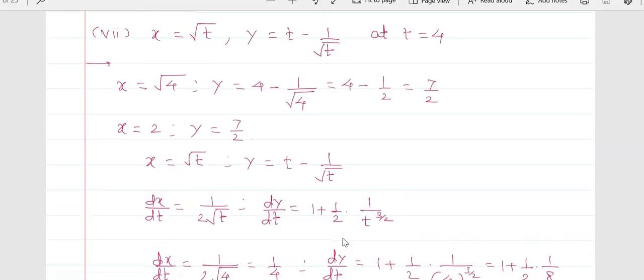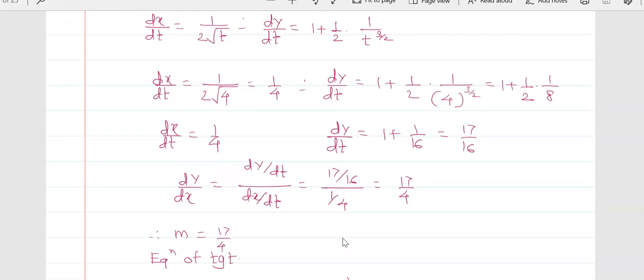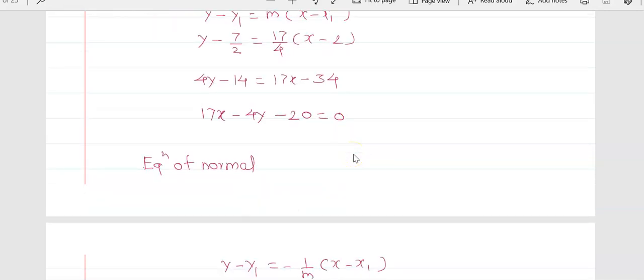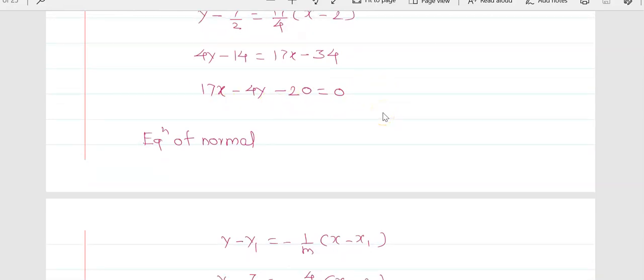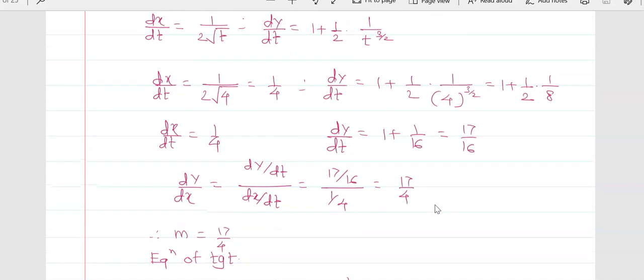Now see this here also. The slope m is equal to 17 upon 4. The equation of the tangent is 17x minus 4y minus 20 is equal to 0. And the equation of the normal, that is y minus y1 equals minus 1 upon m in bracket x minus x1. After simplification, you will get 8x plus 34y minus 135 is equal to 0. This is the equation of the normal.